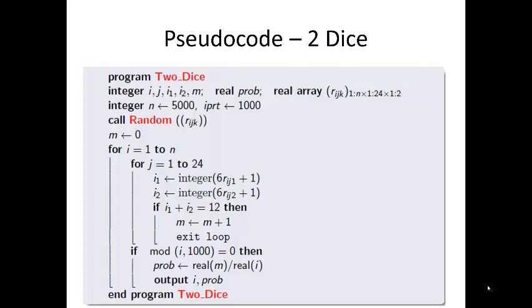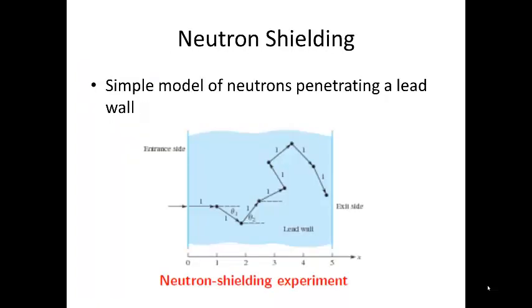Finally, let's take a look at a physics example. Our physics example is going to be a simple model of neutrons penetrating a lead wall to see if we can build a lead wall that will protect us from radiation. So, it's assumed that each neutron enters the lead wall at a right angle to the wall and travels a unit distance. Then it collides with the lead atom and rebounds in a random direction.